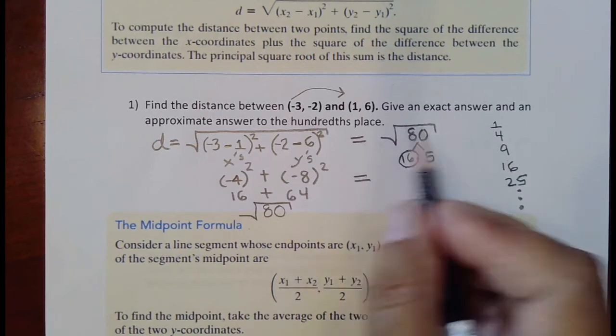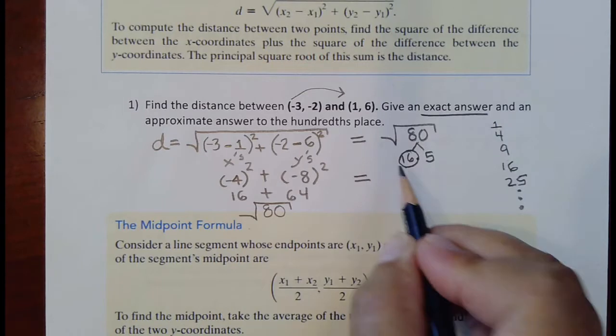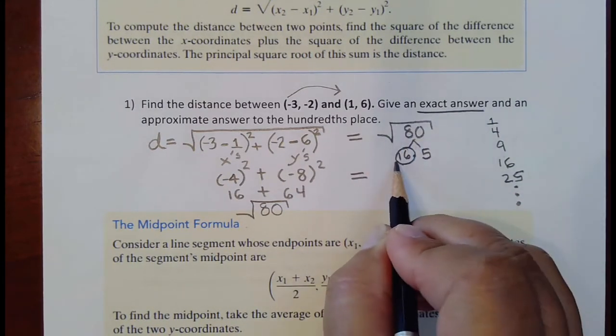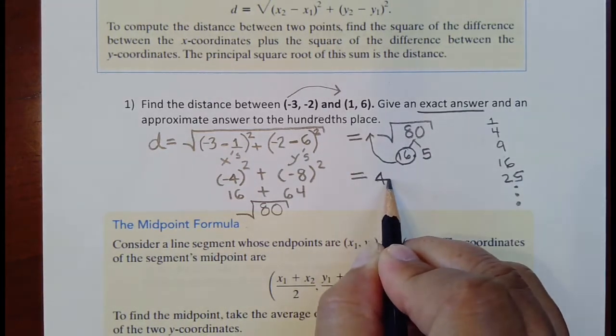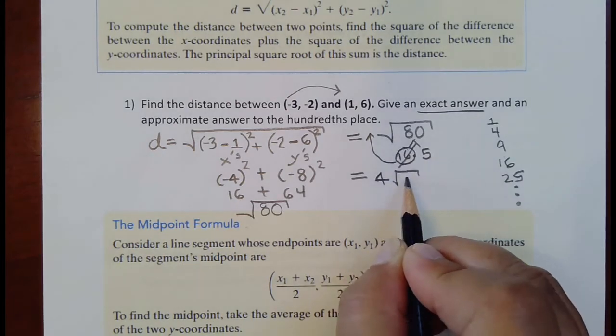So here's a 16. We're taking the square root of 16, so it comes out as a 4. So we're done with that. There is no square root of 5. And it's a prime number, so you can't break it down any further other than to say 1 times itself, and that's not going to help any. So this is your exact answer.